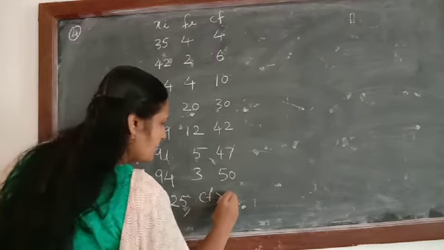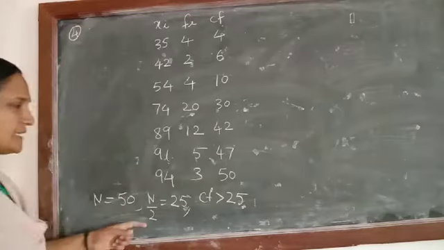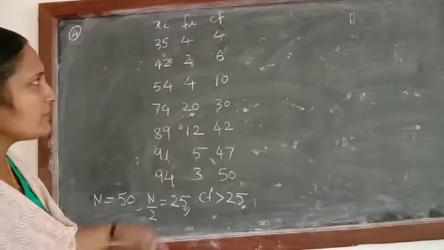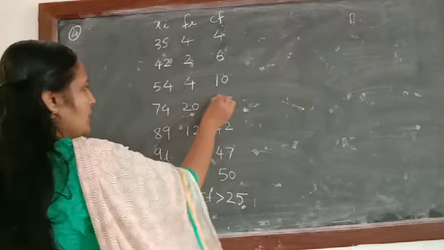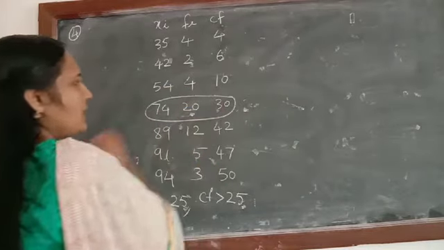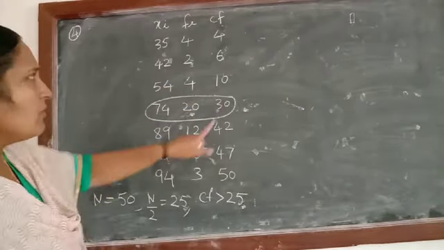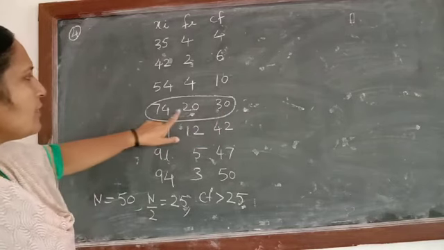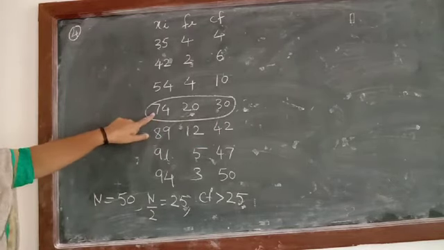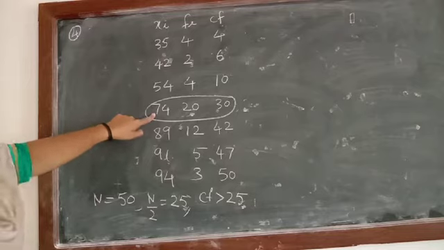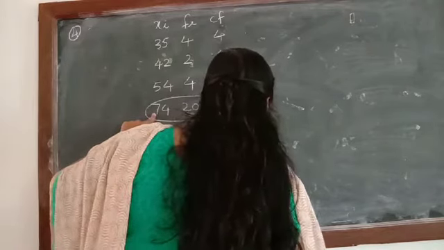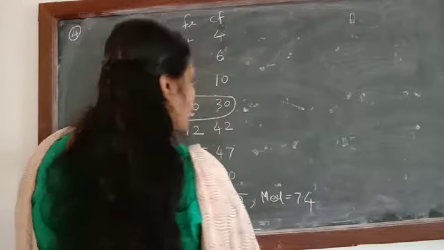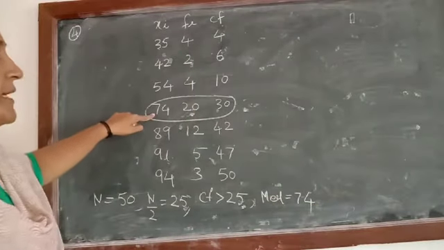Now just check the cumulative frequency which is just greater than 25. This is the cumulative frequency. Now what is the corresponding value of xi here? 74. So our median will be equal to 74. So just write down there, median is equal to 74. So we got the median.